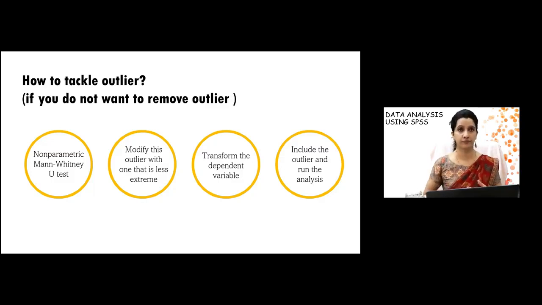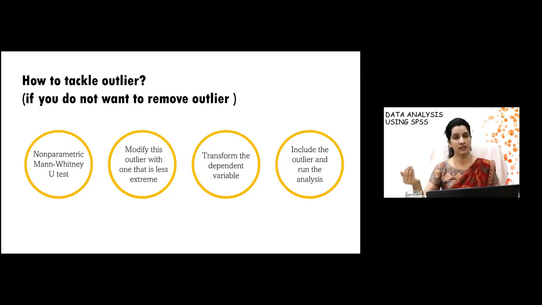Or we can modify this. The non-parametric test is for independent samples, and then you can modify the outlier with one that is less extreme. That means you can see the next lower or next higher value, and then change this outlier. The third option is to transform the variable, with a log transformation. But generally we don't do that, because if your sample size is large enough, you can include this outlier and run the analysis.